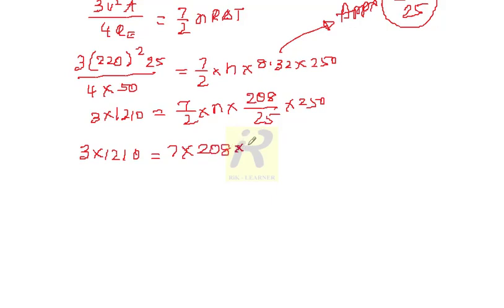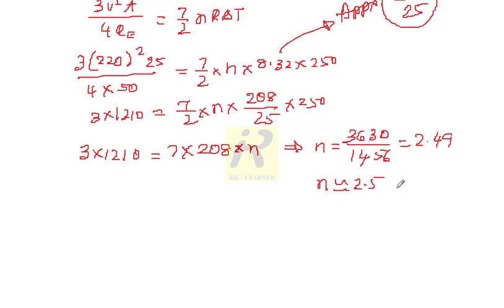208 into n. Okay, so this is nothing but n equals 3630 and whole divided by 1456. This is 2.49 something roughly. So approximately what I can write is 2.5 moles.